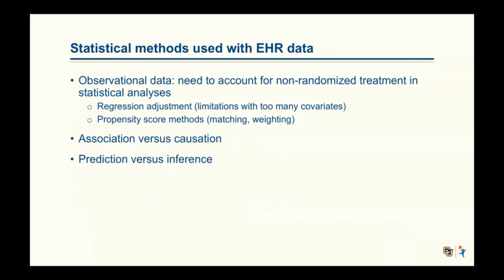Both regression adjustment and propensity score analyses provide methods to remove confounding bias when estimating the relationship between a given exposure and outcome from data that may not come from a randomized study, such as EHR data or other observational data sources. The specific statistical methods used will depend on the purpose of the analysis.